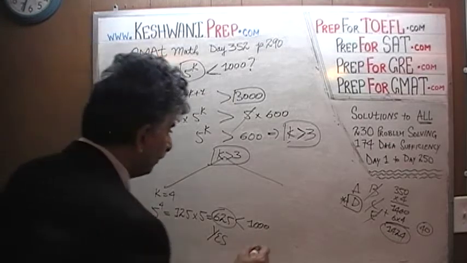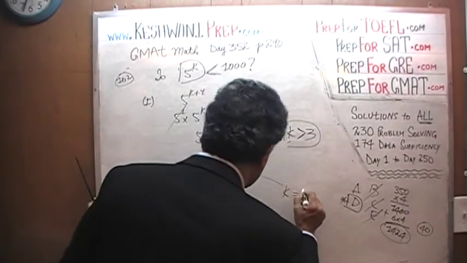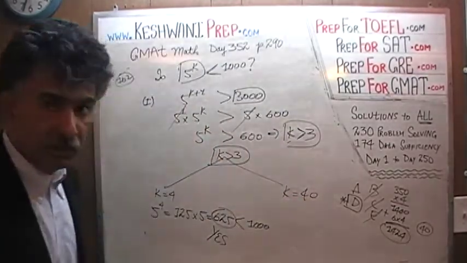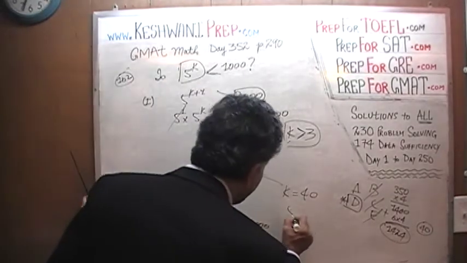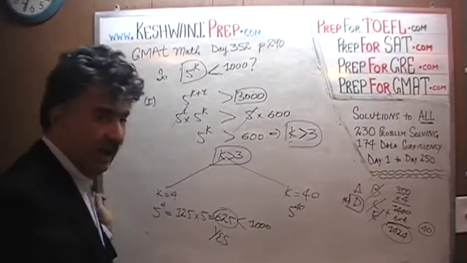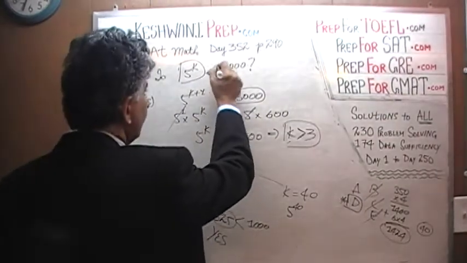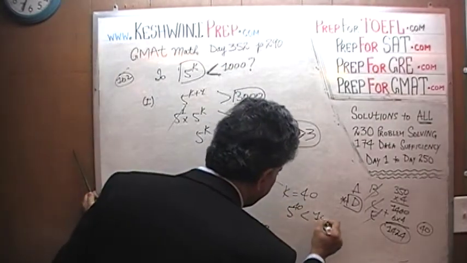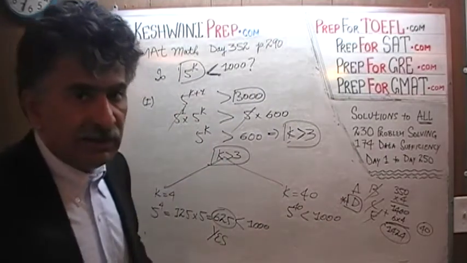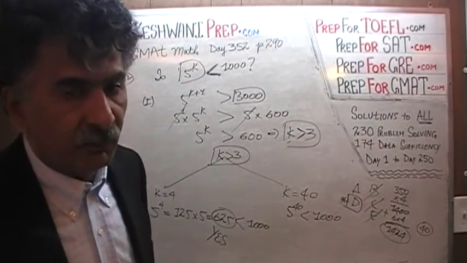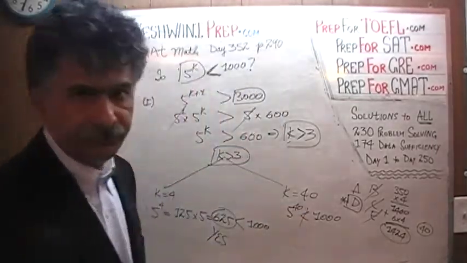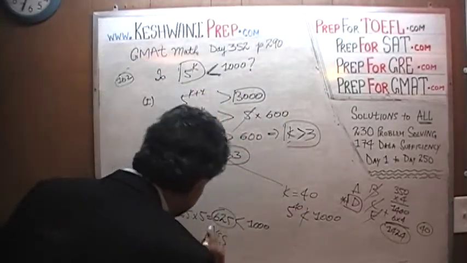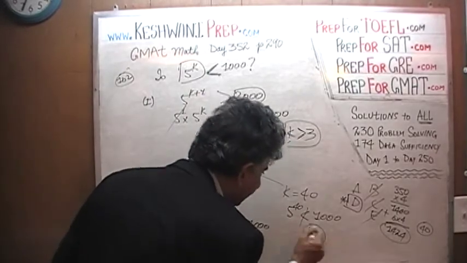But what if k happens to be, instead of 4, 40? Or 40 million for that matter? Well, in that case, is 5 raised to 40 less than 1,000? To which the answer, of course, is no. It is not less than 1,000. Here the answer was yes. Here the answer is no.